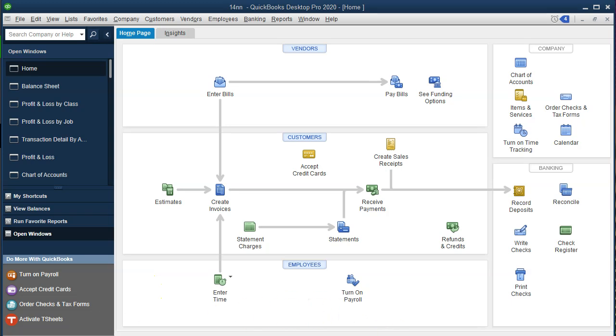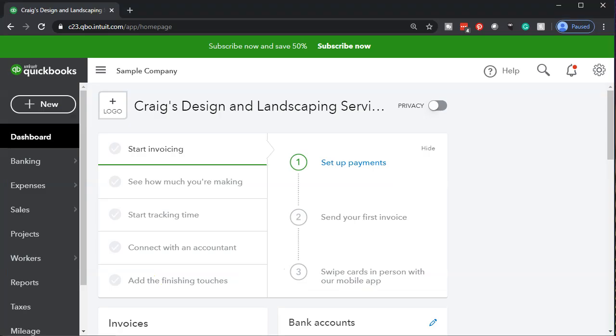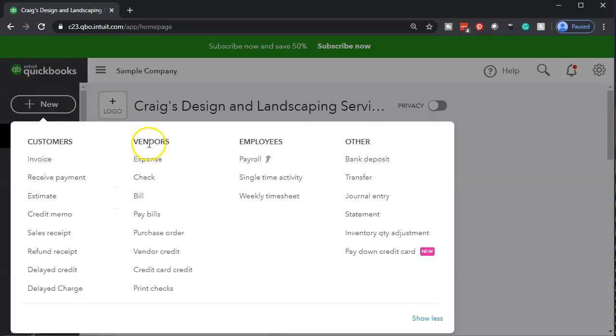So if we go back to QuickBooks Online, we're going to be considering those two forms. We're going to be considering the vendor section. We're mainly focusing in on the expenses and the pay bills, and we'll take a look at the expenses next time.